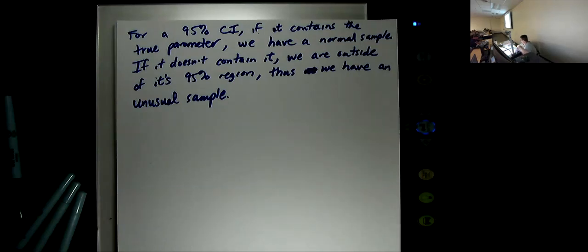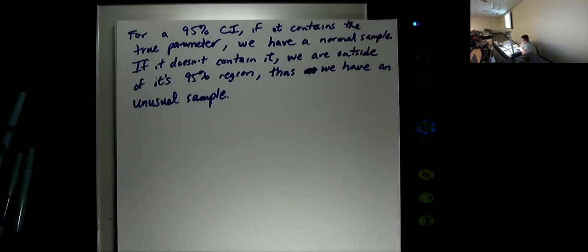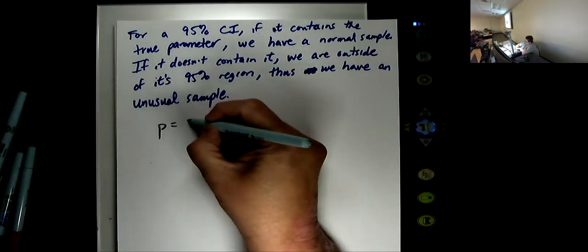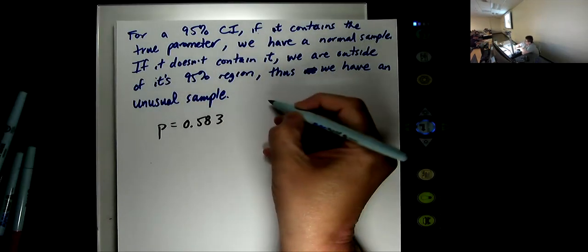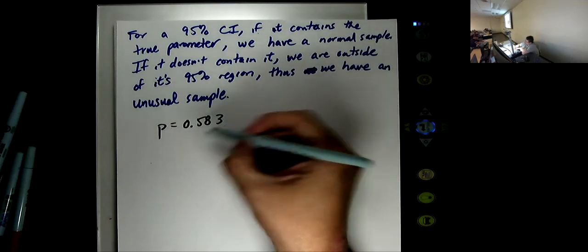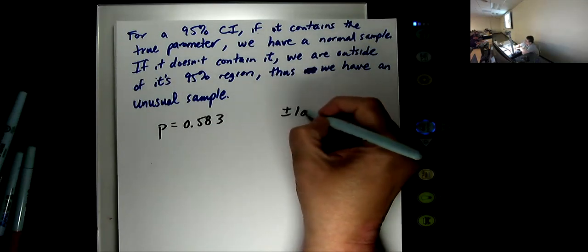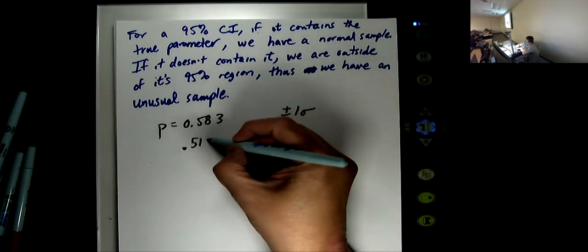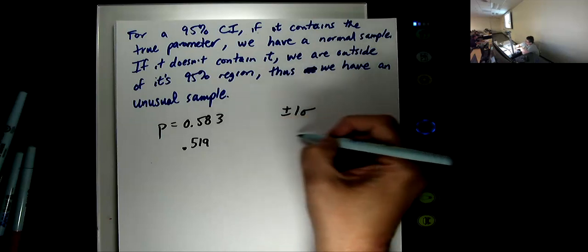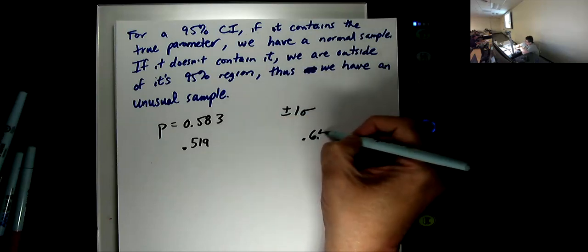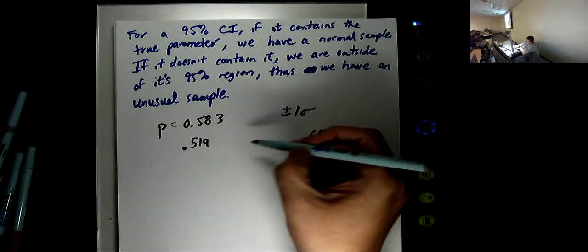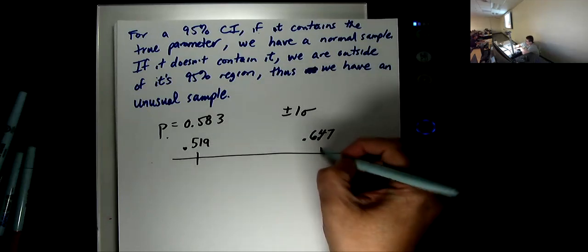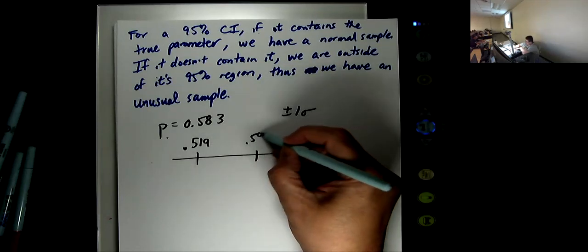All right, so I'm going to go back to our example with p equals 0.583. And we had, for plus or minus 1 deviation on the empirical rule, 0.519 to 0.647. And our 0.583 is right in the middle.